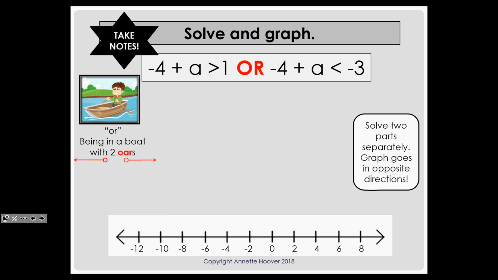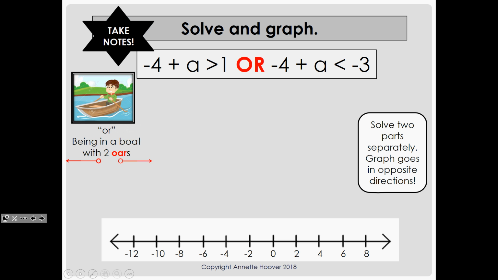In our next example, we have the first or statement. When you have an or statement, it will actually use the word or. It will be very specific for you. And I want you to picture a person in a boat with 2 oars. If this was a point and this was a point, and the or goes out, you're going to have 2 inequalities going in opposite directions, like two oars on a boat. We're going to solve them separately and graph them.